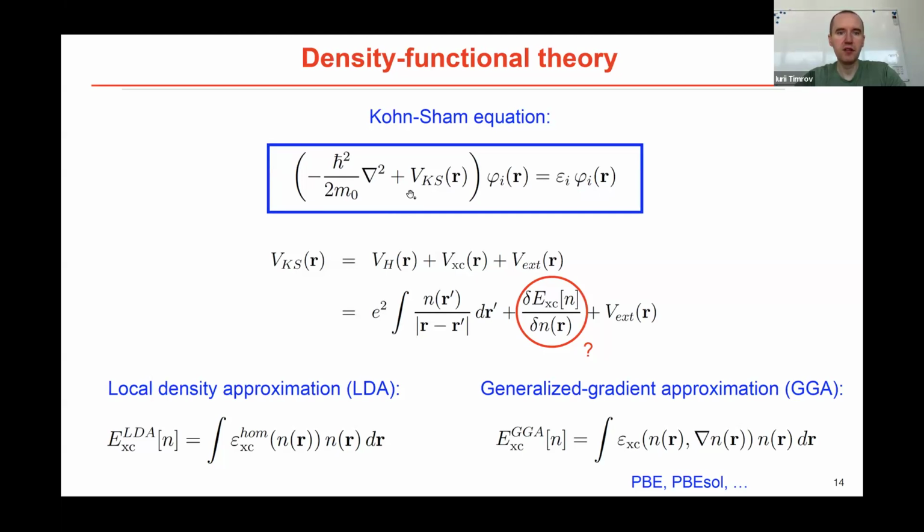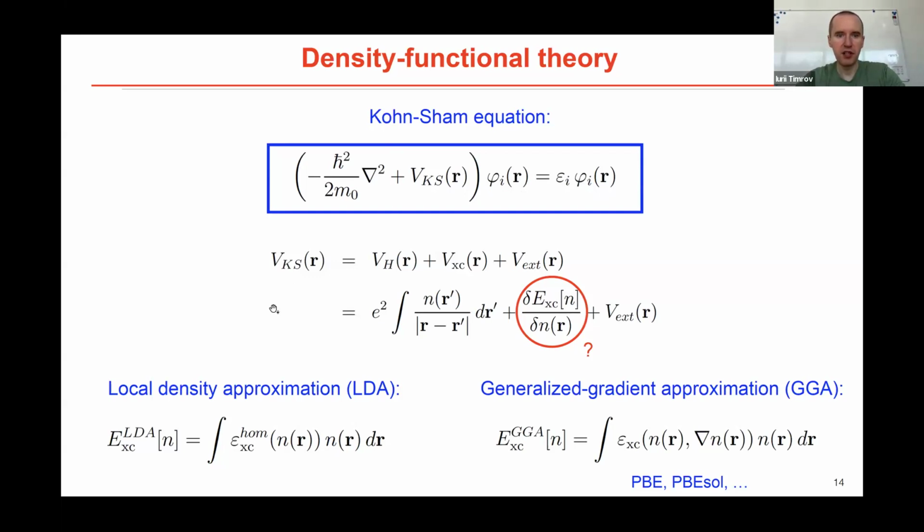In these brackets, we have the kinetic term, minus h bar squared divided by 2m0, where m0 is the mass of an electron, and the gradient squared, or Laplacian, plus the Kohn-Sham potential. And this is the eigenvalue problem where epsilon are eigenvalues and phi are eigenvectors. We call epsilon the Kohn-Sham energies, and phi the Kohn-Sham wave functions. So we want to solve this equation for any material that we study.